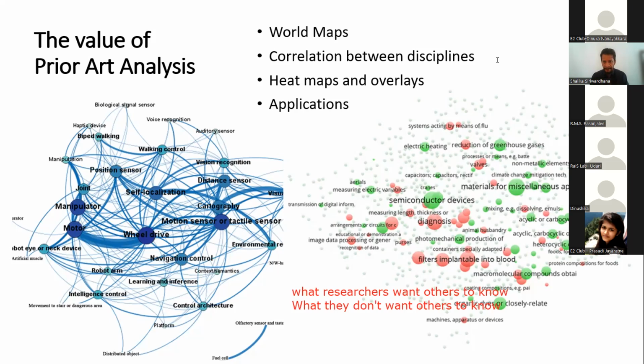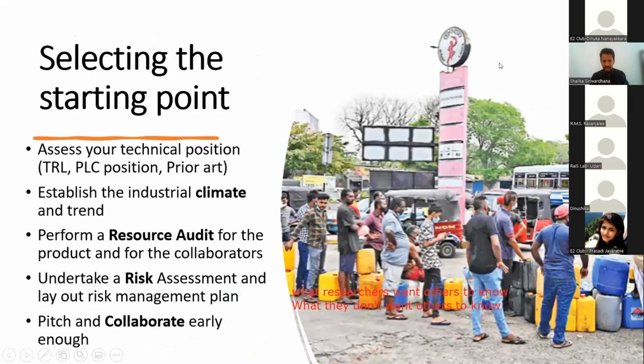So selecting the starting point is the last sort of thing. Where do we start now? In the picture, you can see there is an energy crisis in Sri Lanka. In the energy crisis, we have been forced to find out various alternative solutions. So it's a good starting point for the country as well.